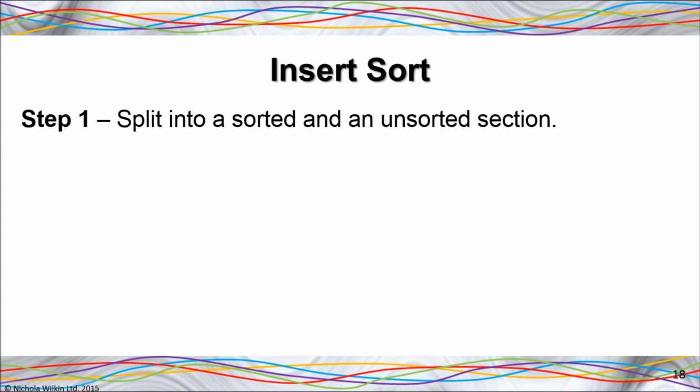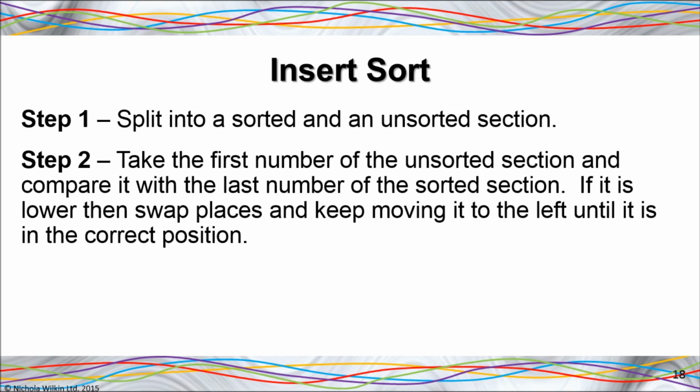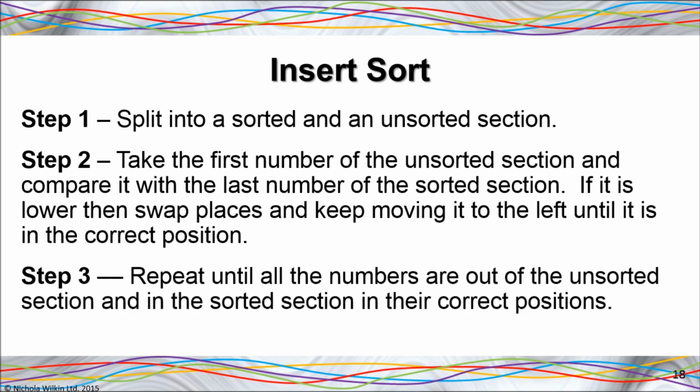Step 1. Split into a sorted and an unsorted section. Step 2. Take the first number of the unsorted section and compare it with the last number of the sorted section. If it is lower, then swap places and keep moving it to the left until it is in the correct position. Step 3. Repeat until all the numbers are out of the unsorted section and in the sorted section in their correct positions.